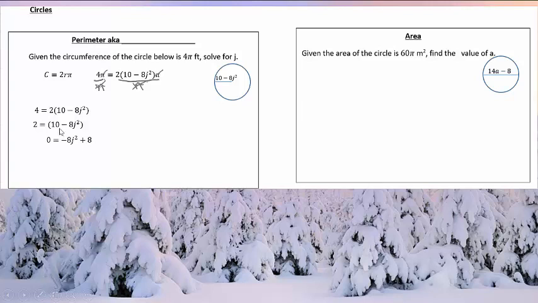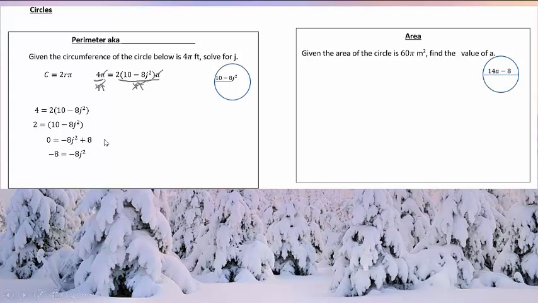That means I'm going to do two things. Not only am I going to drop these parentheses, but I'm also going to subtract 2 over to this side from the 10 and change that to an 8. So now my new problem is actually just a binomial, negative 8j squared plus 8.